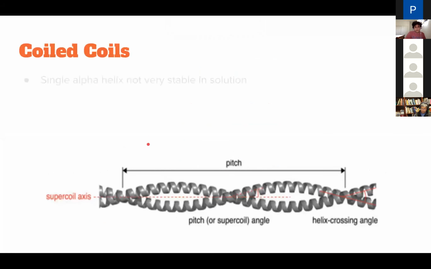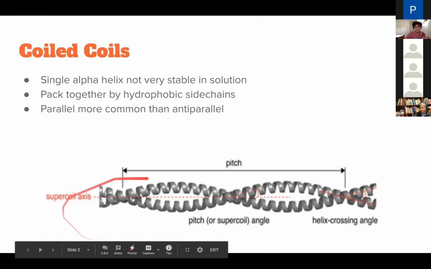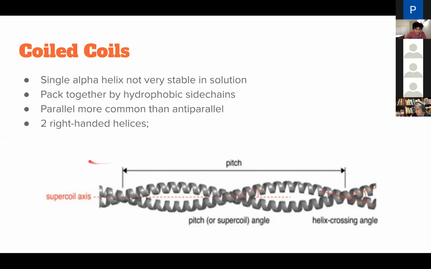So coiled coils, when you have a single alpha helix in a solution, it's not very stable, but it can stabilize itself by packing hydrophobic side chains against another alpha helix. That can form what we call a coiled coil, a picture shown down here. And just so you know, parallel forms are more common than the anti-parallel ones. But an important thing to note is you have 2 right-handed helices, right? 2 alpha helices, right-handed. Those come together to make one left-handed coil, which we also call the superhelical structure.